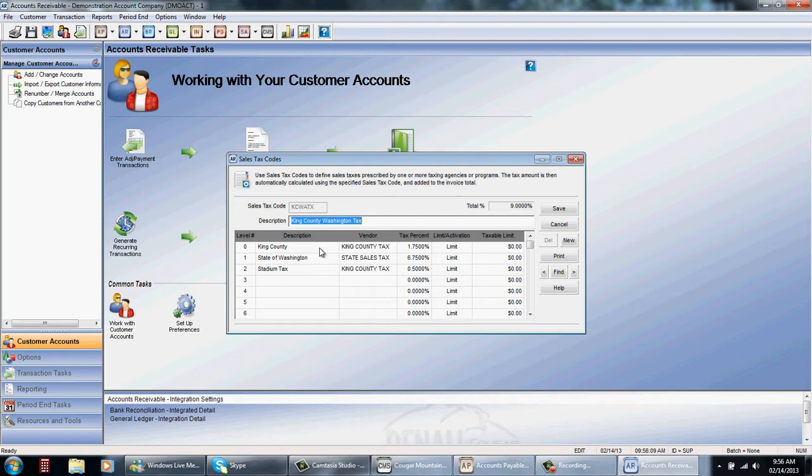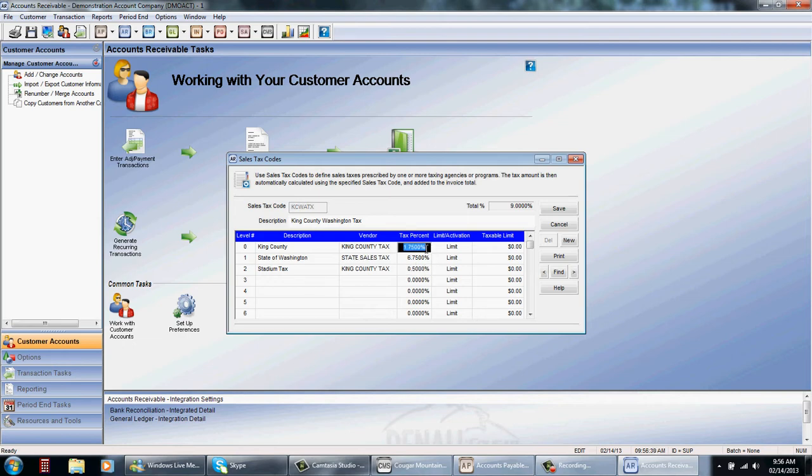Now I have 3 levels of this tax. King County gets a share of it, the state of Washington gets a share of it, and the stadium tax gets a share of it. They can be separate tax commissions or all the same. What we're doing here is setting it up so when prices change on a sales tax, so will the tax percent of each one of the categories that you have chosen.